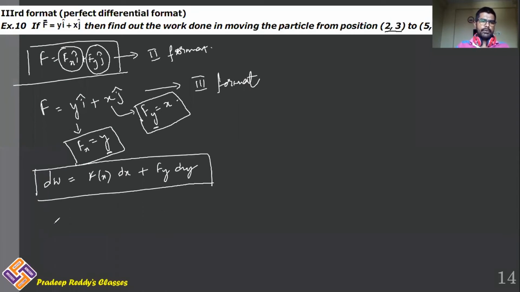Now dW is equal to, what is F of x here? F of x is equal to y. So this is y dx plus, what is F of y? F of y is x in this question. So it is x into dy. This is the equation which we have got.